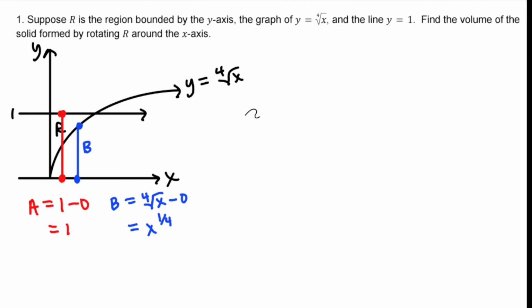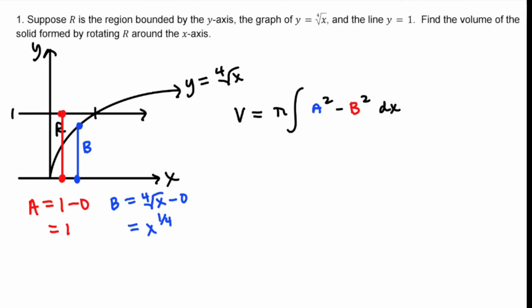Now I know that when I'm taking volume in a washer situation, I'm subtracting two volumes, and the volume is the integral of pi r squared. So it's going to be pi integral of a squared minus pi integral of b squared. I'm just going to factor the pi out the front. And I'm going to integrate this with respect to x as x goes from 0 to, what's probably going to be 1, but I'm going to think about it.